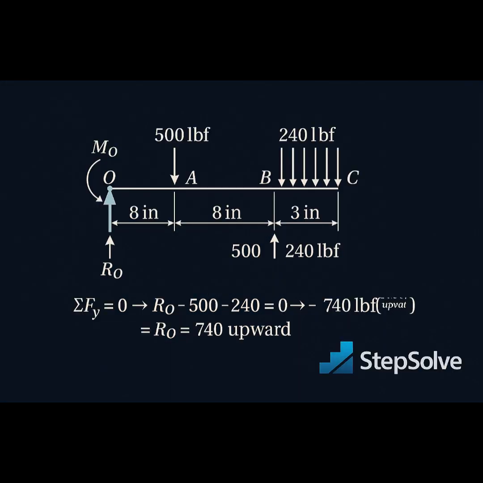Time to balance the verticals. Let's sum forces in the y direction. Upward is positive because gravity already took the negative job. Sum of F_y equals 0, so R minus 500 minus 240 equals 0. So R equals 740 lbf upward. That means our wall's holding up 740 pounds. This wall's doing more work than I did during finals week.